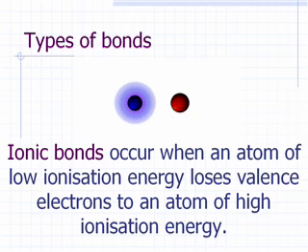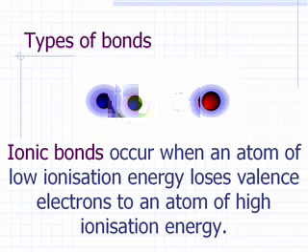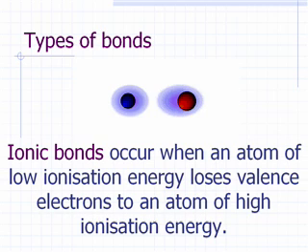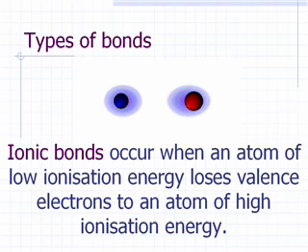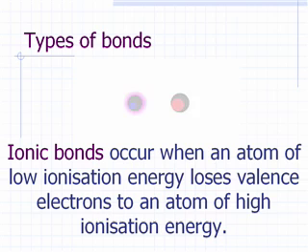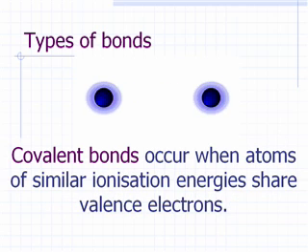Now we know that ionic bonds occur when atoms of different ionization come in close proximity. We think of a metal combining to produce positive and negative ions. The metal will give up its electron quite readily, and the non-metal will accept the electron from it. They then form oppositely charged ions and will attract each other.